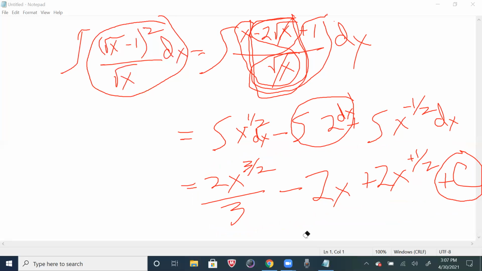And let's see, can we do anything with this? Doesn't look like we can, which is all my professor is going to want from me. Yeah, no, we can't add x to the 3/2 to 2x to the 1/2. If we were multiplying, we could, but that looks like a final answer.